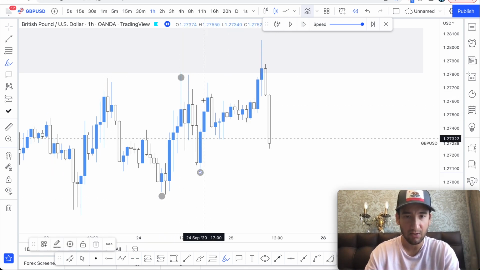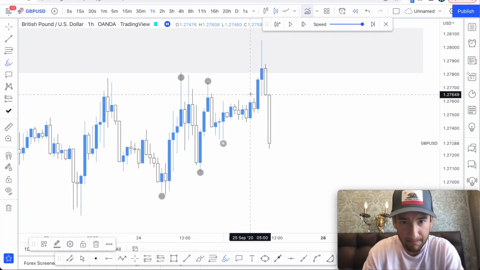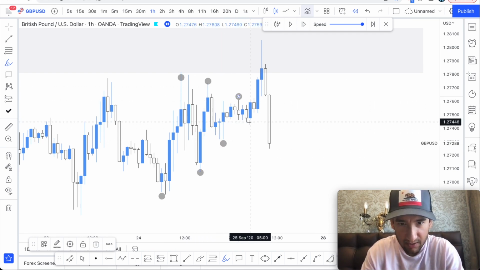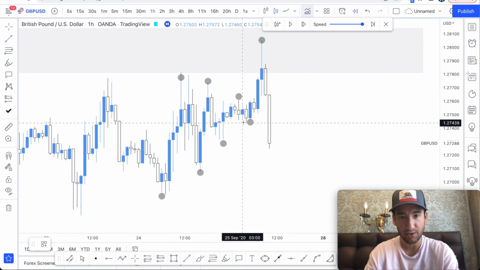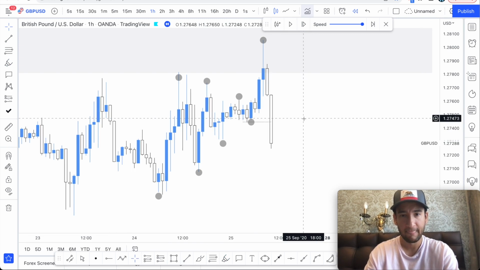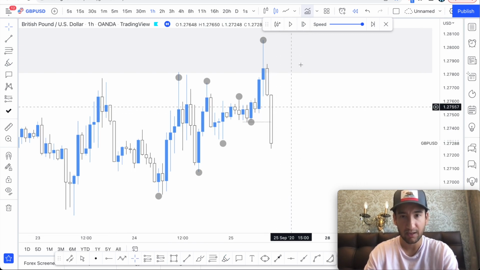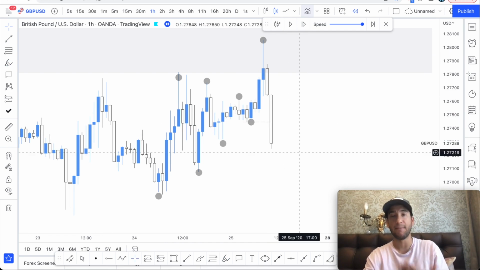There's a high, there's a low, there's a high, there's a low, there's a high. I'm sorry, there's a low, there's a high, there's a low, and there's a high there, okay? So notice how we had that break of structure here, okay? Now this is the most important thing, is to now wait for price to come back, right?